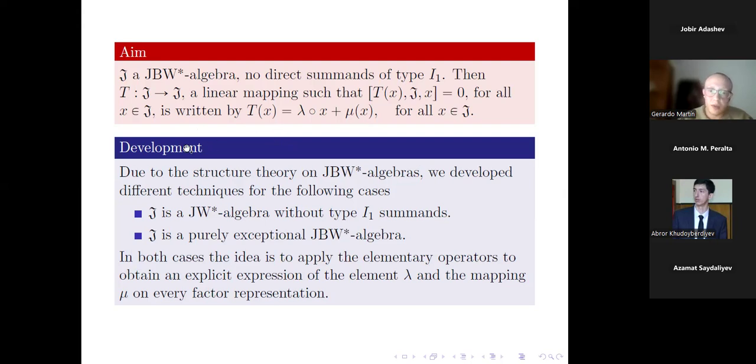In order to obtain this result, due to the structure theory of GB-star algebras, we developed different techniques for the following cases. The first one is when J is a GB-star algebra without type I1 summands, and the second one is for purely exceptional GB-star algebras. In both cases, the idea is to apply the previous elementary operators in order to obtain an explicit expression of the element lambda and the mapping mu on every factor representation.